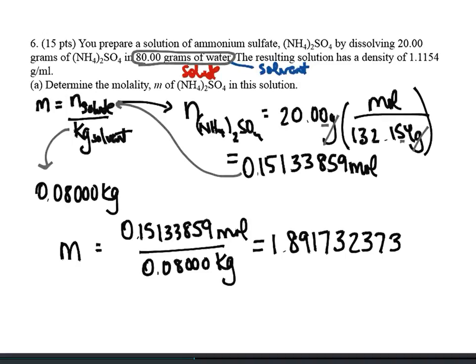Now, if we think about significant figures, that's what we're underlining here. 20.00 grams has 4 sig figs, and this molecular weight has probably 5 sig figs. And then that means that our moles has 4. We'll put that in the numerator, so this has 4. And then 80.00 grams, or 0.08000 kilograms, sorry, has 4 sig figs as well. So the numerator has 4, the denominator has 4, which means our answer should have 4, 1.892 molal.